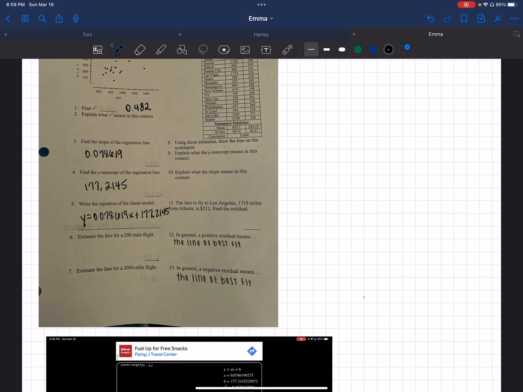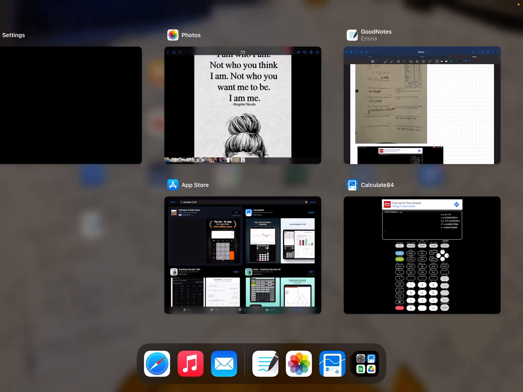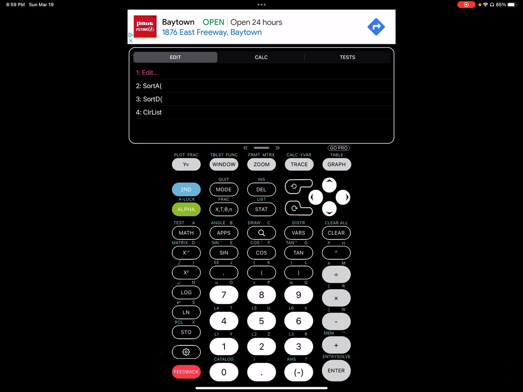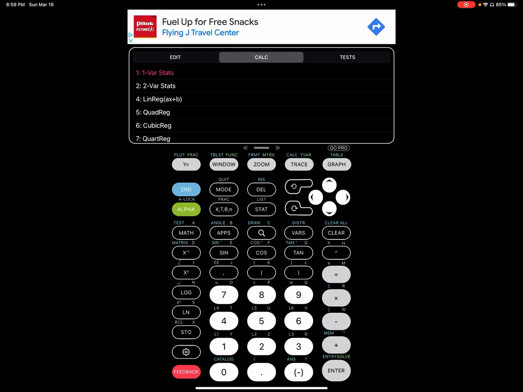These days, it seems that they automatically turn the wizard off on 84s, but you can turn it back on. Okay, number 8, I want to jump to number 8 because that's on the calculator also. It says using those estimates, draw the line on the scatter plot. Okay, so if I go back over to my calculator, I can actually make it store it there.